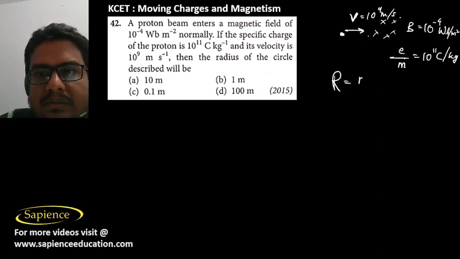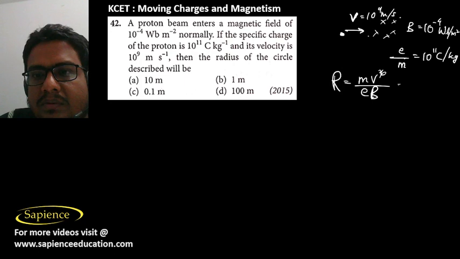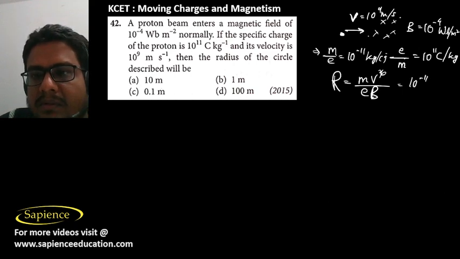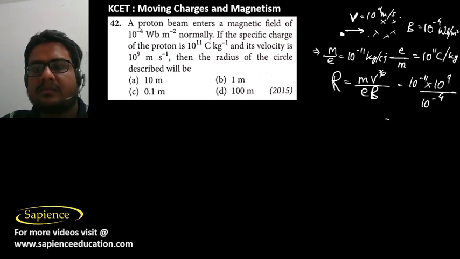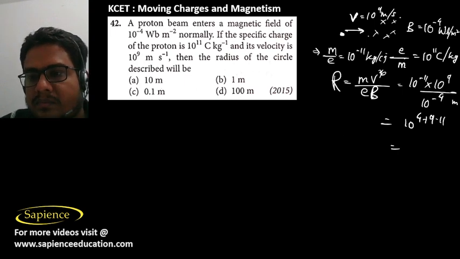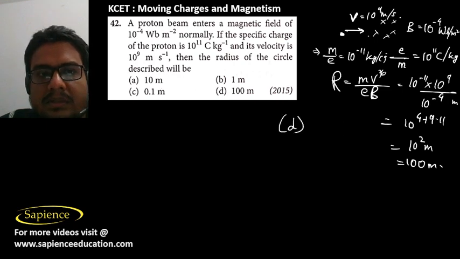The radius of the circle is r equal to mv by qb, mv by eb. So e by m is 10 power 11, so m by e will be equal to 10 power minus 11 kg per coulomb. Therefore this will be 10 power minus 11 into velocity, that is 10 power 9, divided by B, that is 10 power minus 4. So in meter it will come, 10 power 4 plus 9 minus 11, which is 10 power 2 meter, which is 100 meter. So option D is the correct answer.